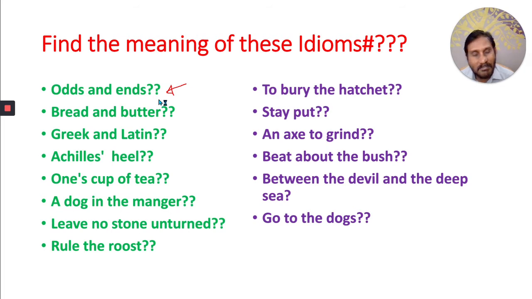First one, odds and ends. What is the meaning of this idiom? Bread and butter. What is the meaning? Greek and Latin. Whatever he speaks is Greek and Latin to me. People say, this profession is my bread and butter. And the first one, odds and ends. These are the odds and ends of this particular concept. The main points of this concept were not given. I'll just explain to you, but you have to get the correct meaning from your own source, right?